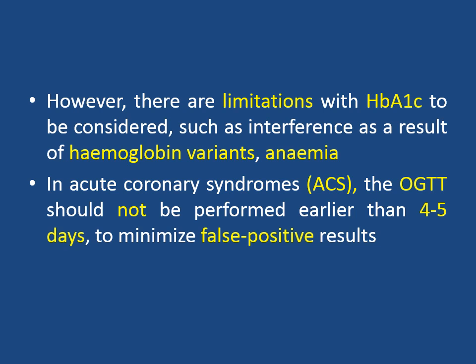However, there are limitations with hemoglobin A1C to be considered, such as interference as a result of hemoglobin variants such as hemoglobinopathy, sickle cell anemia, or thalassemia. In acute coronary syndrome, the oral glucose tolerance test should not be performed earlier than 5 days to minimize the false positive results because of transient stress hyperglycemia.